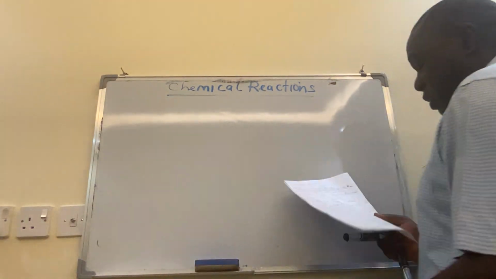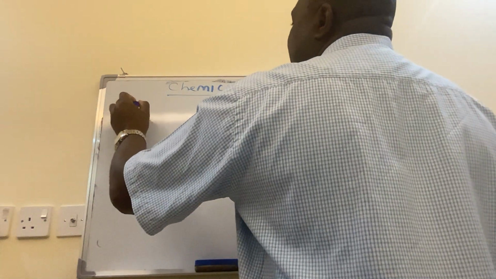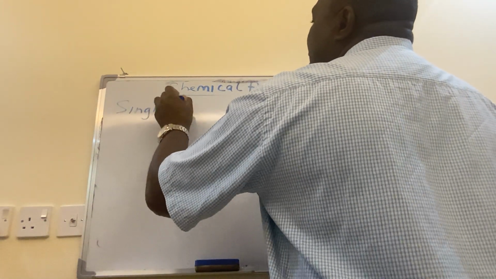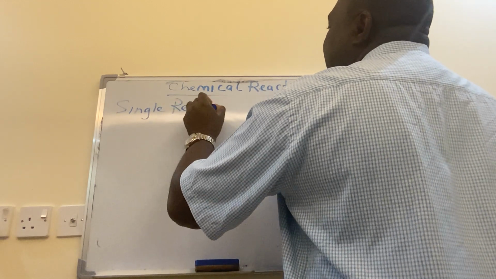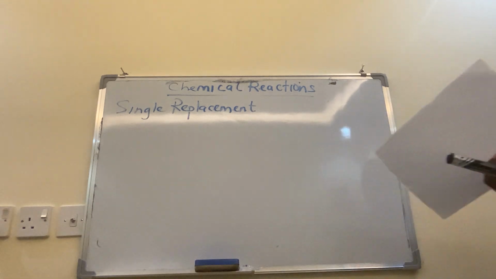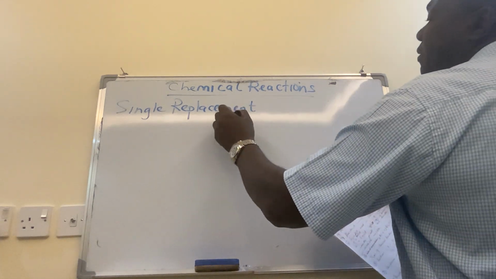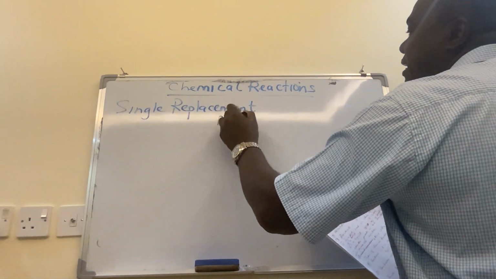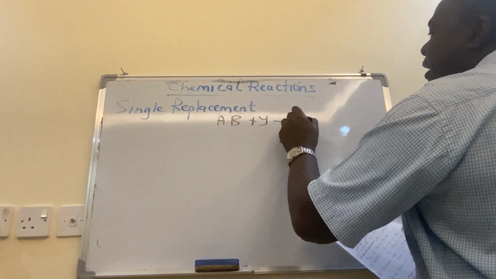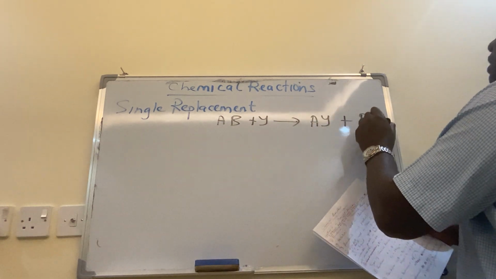Right, so the next one, we call it single replacement. Single replacement, and we are going to look at why we are using the word single. Obviously from single, we're going to move on to double replacement. So let's look at A, B plus Y. And then we have A, Y plus B.